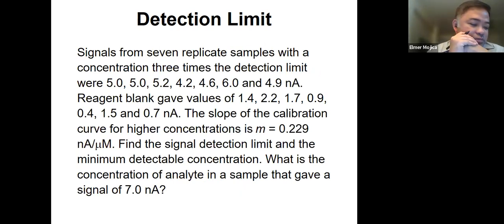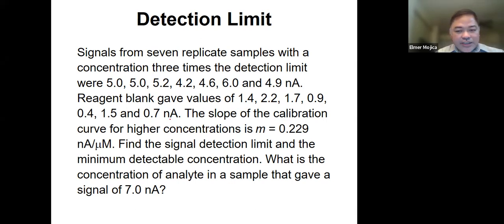So we have signals from 7 replicates, so at least 7. And this is 3 times the detection limit. So we have 5.0, 5.2, 4.2, 4.6, 6.0, and 4.9 nanoampere. So the reagent blank gave values of 1.4, 2.2, 1.7, 0.9, 0.4, 1.5, and 0.7 nanoampere.